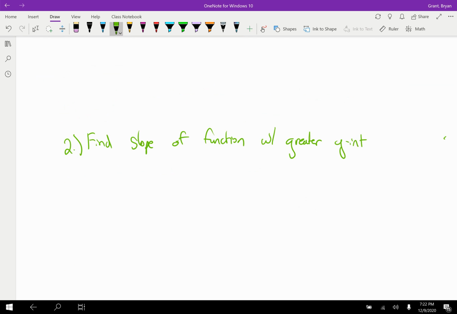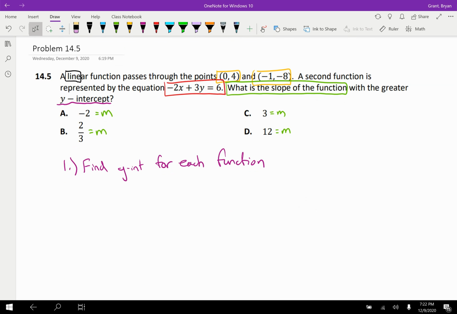So we'll come back to step 2 and let's go to step 1, because first we need to determine the y-intercept for the yellow function and the red function. Whichever one's greater, well then we're going to find the slope. So let's find the y-intercept for each. Well, the first one's actually pretty easy. The one in yellow, (0, 4) and (-1, -8).